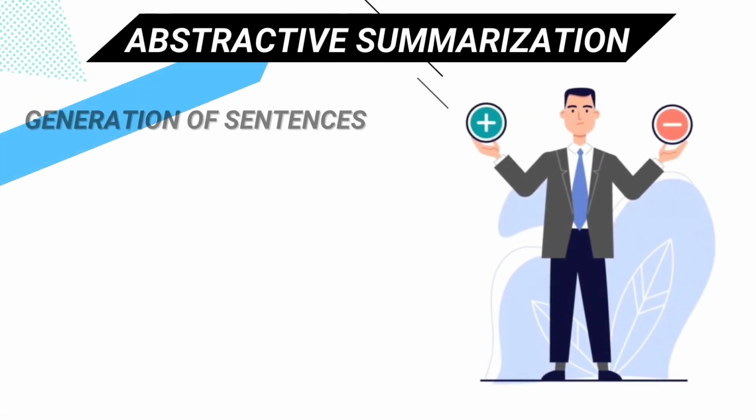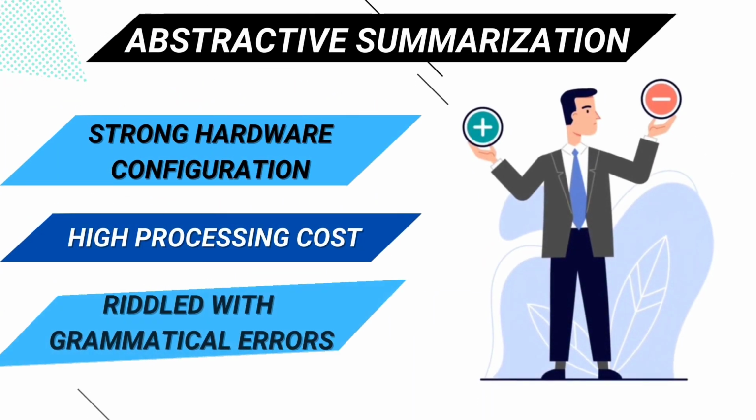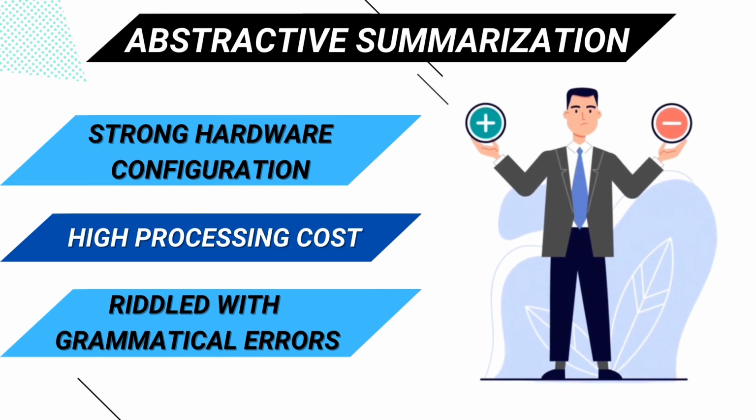Abstractive approach using RNNs generates new sentences, has low training loss and is efficient. But the need of a strong hardware configuration, high processing cost and grammatical errors are its downsides.